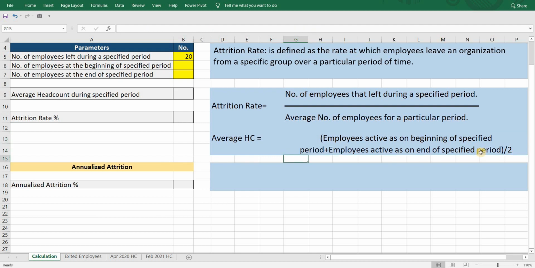You can also calculate average by adding the headcount of every month from April last year till Feb this year and dividing it by 11. However, for this video, I am keeping it simple. So, to calculate headcount at the beginning of the specified period, which is April 2020, I will use the count formula again and count column B in the April 2020 sheet. Similarly, for employee count at the end of the specified period, for us it's Feb 2021, I will take the count of column B in the Feb 2021 sheet.